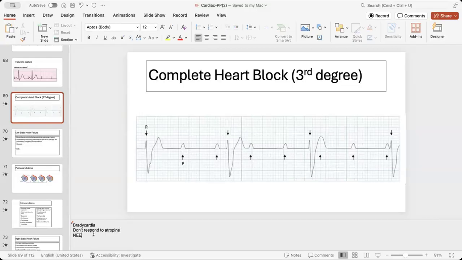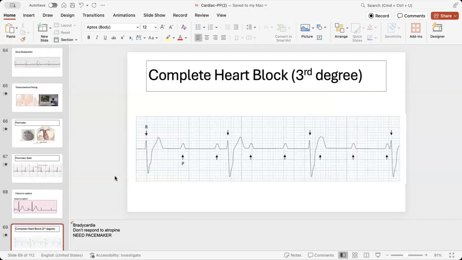If I'm going to fly them or get them into the rig, what are we going to have them hooked up to? Telemetry. Pacing, yes, we're going to pace them, because most likely they're going to feel tired, weak, and crappy. So we could transcutaneous pace them until they got to the facility, and then they have a pacemaker placed.